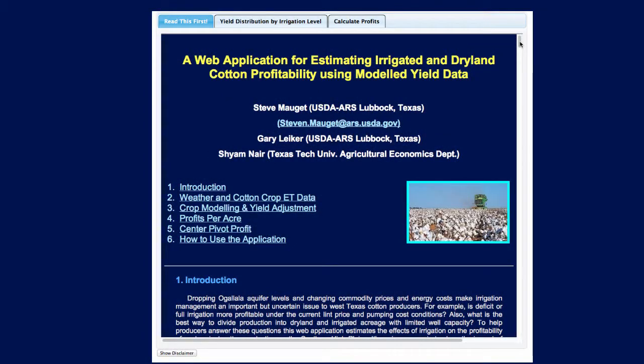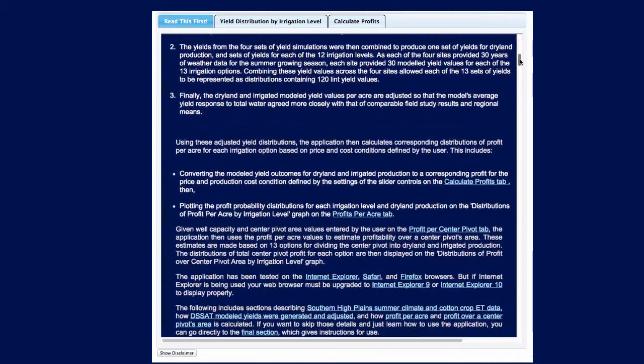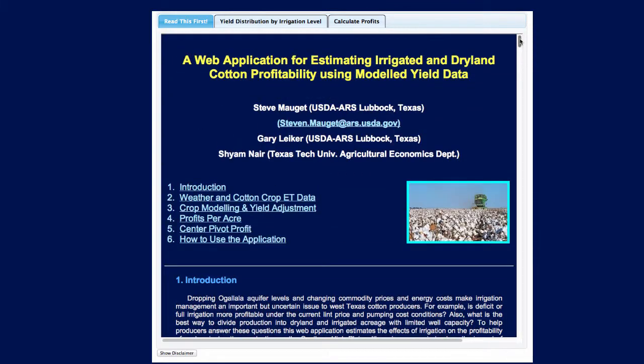The application itself is divided into 3 tabs. The Read This First tab is a scrolling HTML web page, and at the top of the page are links that take you to the page's 6 sections. An introduction section, a section that describes the weather data we use to run the cotton production model, a section describing crop modeling and yield adjustment, a section describing how profit per acre is calculated, a section describing how profit is calculated over the area of a center pivot, and finally, a section that provides instructions on how to use the application.